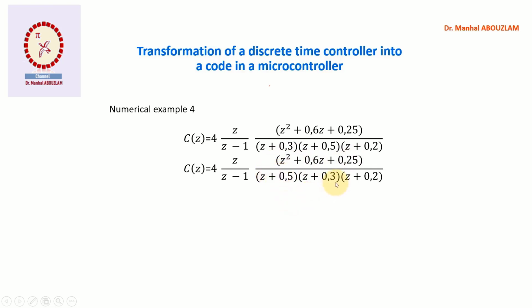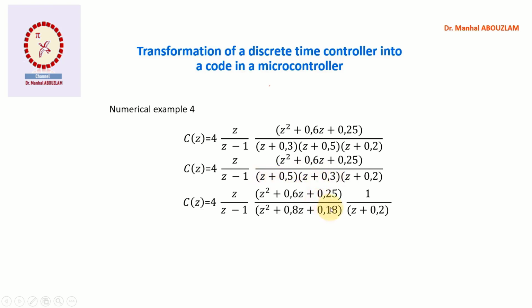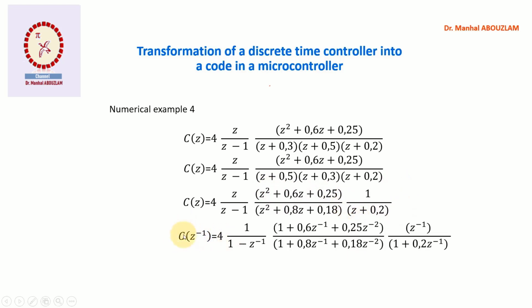So how to do? In fact, I can multiply this polynomial with this polynomial, so I can obtain a polynomial of degree 2. Okay, so I can take this polynomial of degree 2 over this polynomial of degree 2. So I can obtain here a proper transfer function. That means the degree of the denominator is equal or higher than the degree of the numerator. Okay, then I can obtain this block. Now we can write our controller as a function of z power negative 1.